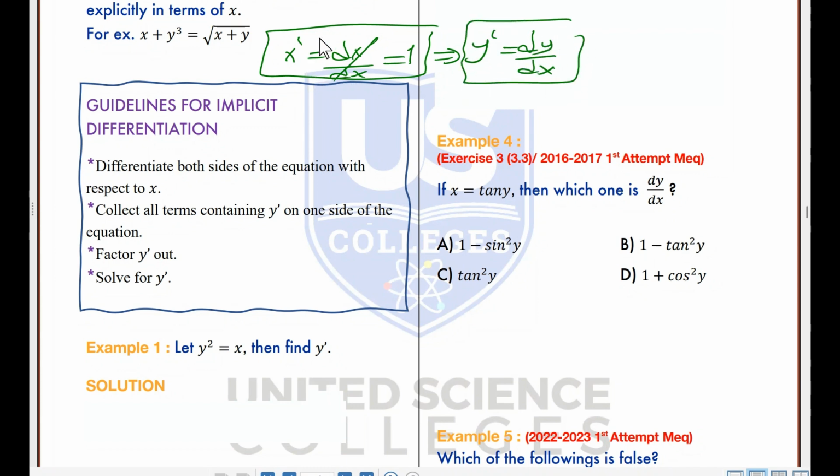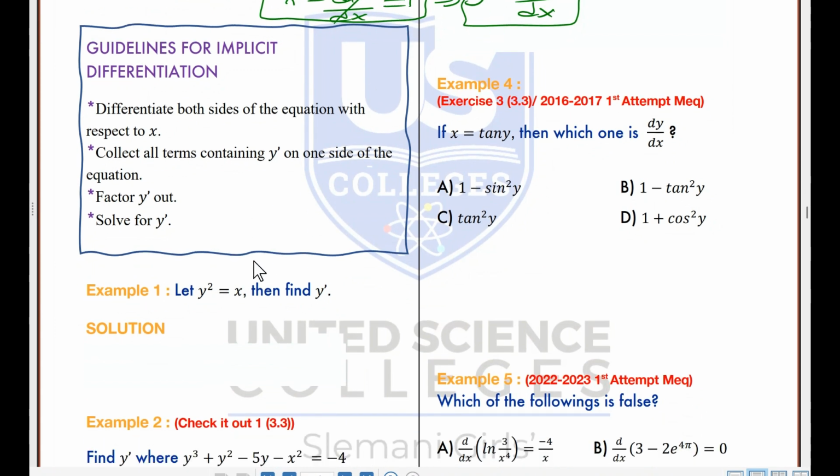Since x prime is dx over dx, which is 1, the y prime can also be expressed as dy over dx, which is not 1. So y prime will remain as y prime, or dy over dx. On the other hand, x prime will be written as 1. So this is what we are going to do when we solve questions.